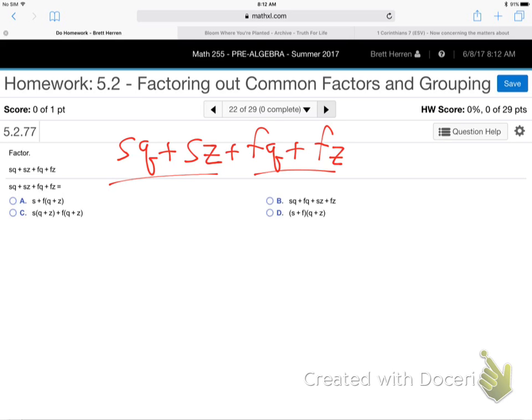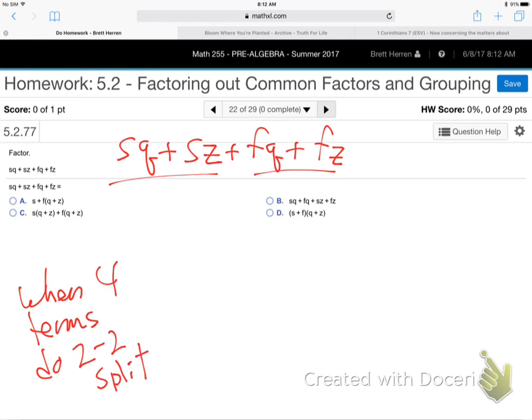So let me write that. When 4 terms, do a 2-2 split. We call that grouping. It's called grouping. That's what we're referring to up here, grouping. So we're getting near the end of the section. So we're doing the last thing, factoring out common factors and grouping. So here we are. We're to the grouping. So you want to make them into 2 separate groups.